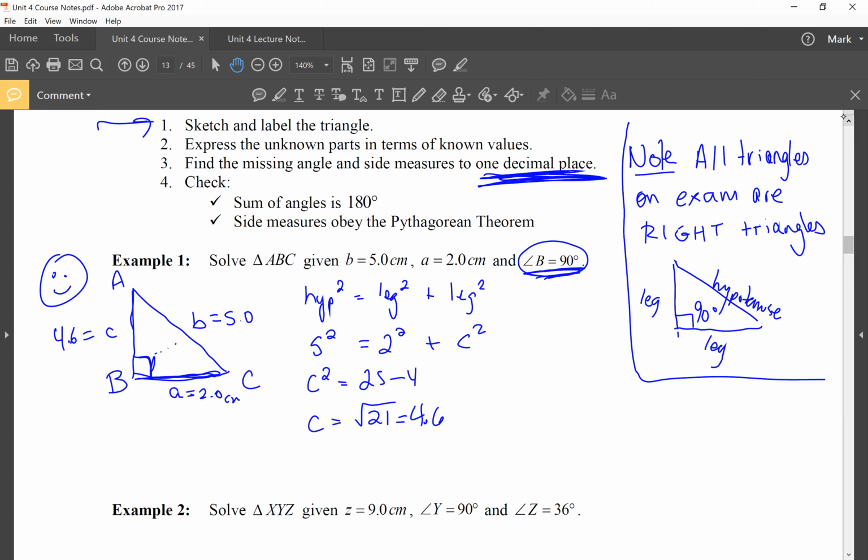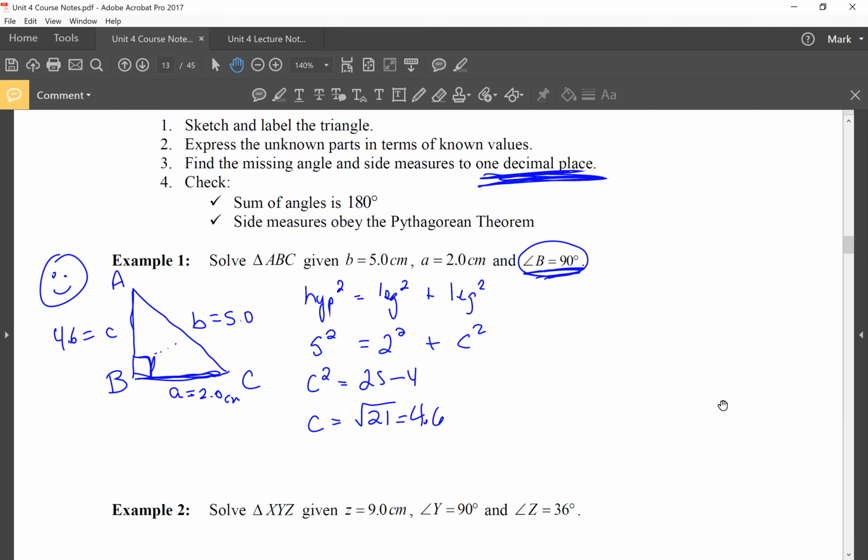Now, I'm not done because I also need to find angle A and angle C. So now I know side C. It's 4.6. So what if I want to find angle A? Well, I'm going to use sine, cosine, or tangent. I can use whatever I want here.